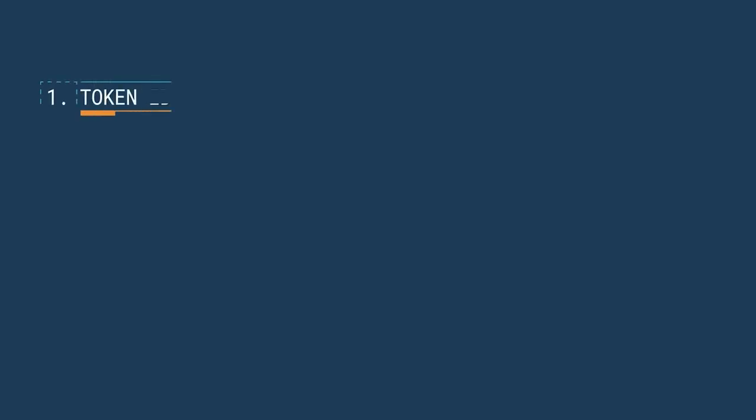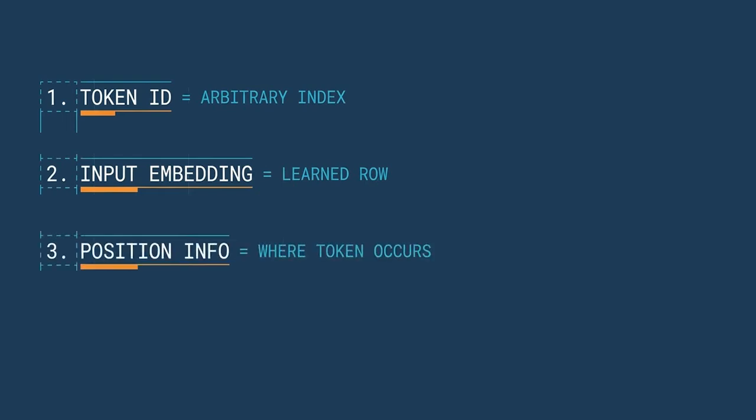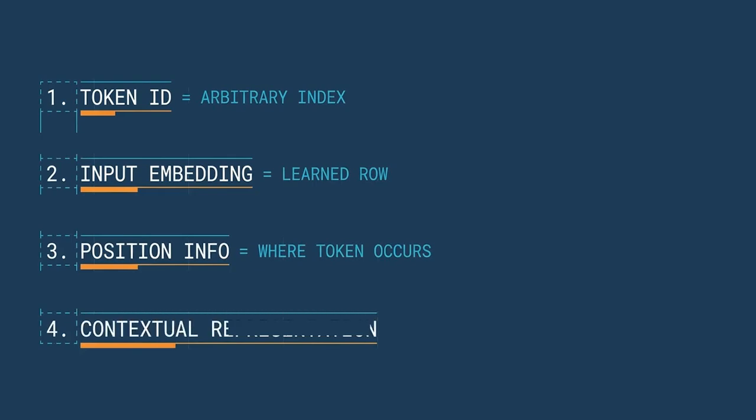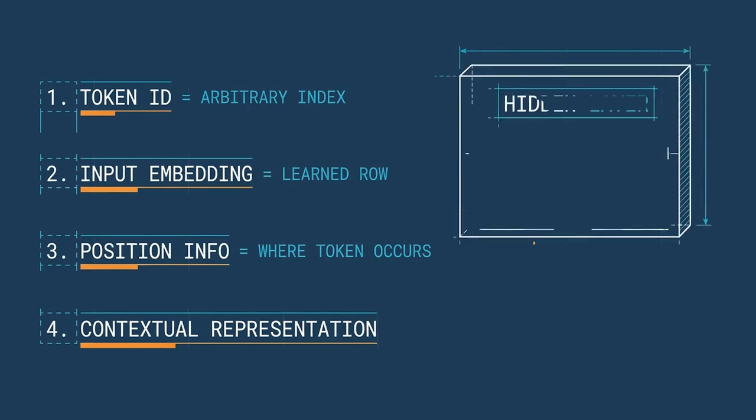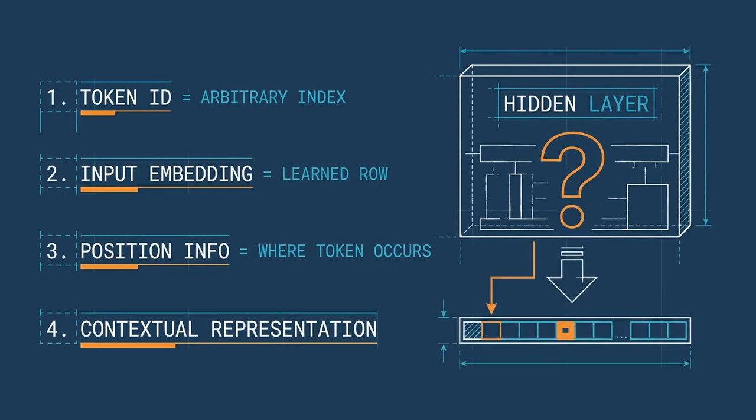So keep four things distinct. The token ID is an arbitrary index. The input embedding is the learned row that ID selects. Position information tells the model where the token occurs, and the contextual representation is what later transformer blocks produce as they transform the starting vectors, using the surrounding sequence. That final transformation is the part we have not opened yet. What does a hidden layer actually do to a vector?